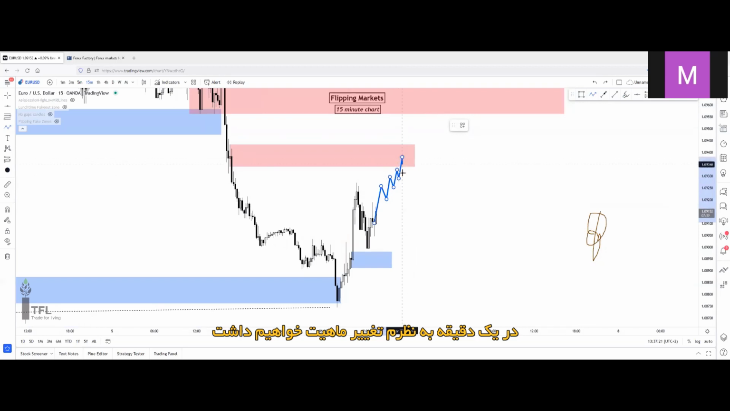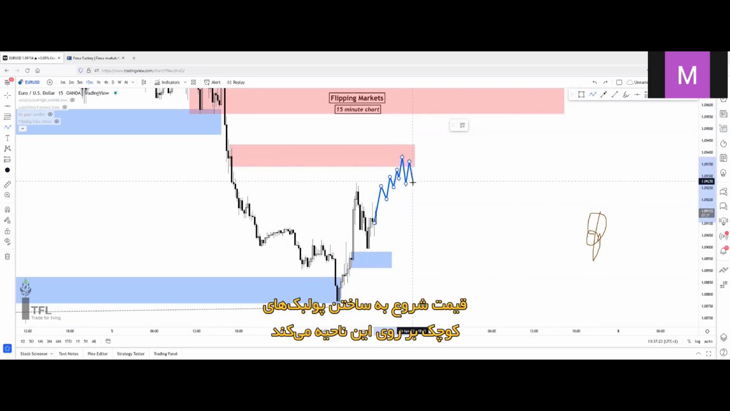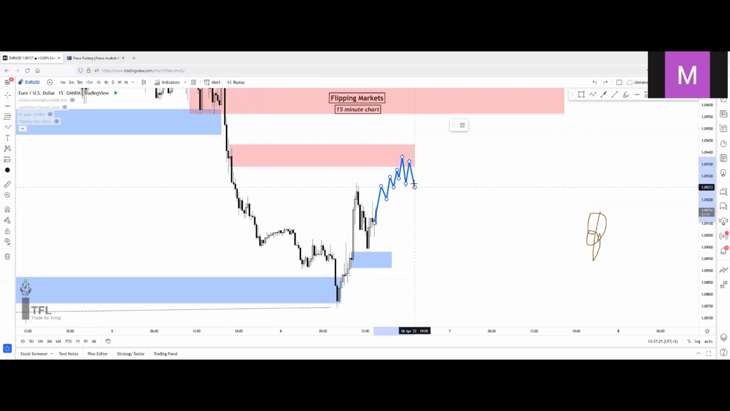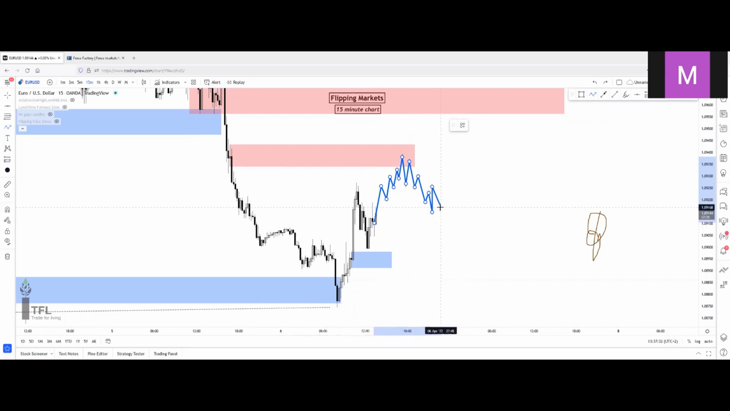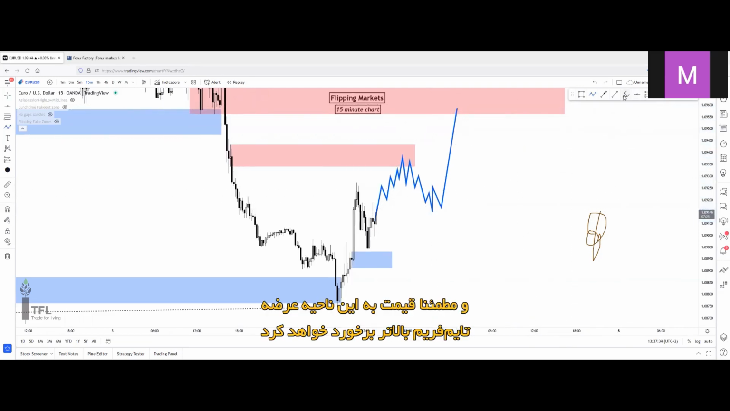I believe there will be a change of character right here, and price will start to create a small pullback on this supply zone. But the demand zone will be tapped somewhere around here. That's your valuable demand zone, it will be tapped somewhere around here, and the change of character will happen again, and the tap of this higher time frame supply zone will happen for sure.